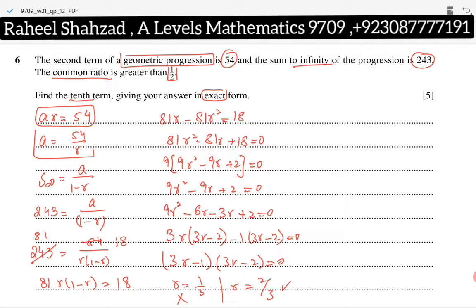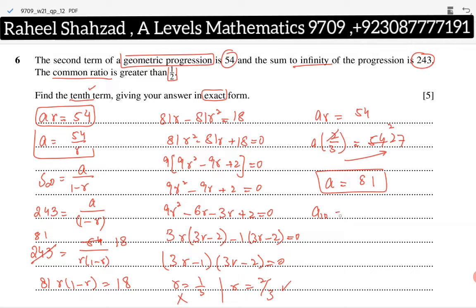Now we are looking for what will be my first term. So AR is equal to 54. A into the value of R, 2 by 3, is equal to 54. So 2 27s are 54, and 27 3s are 81. So the first term is 81, and in the question we need to find the 10th term.